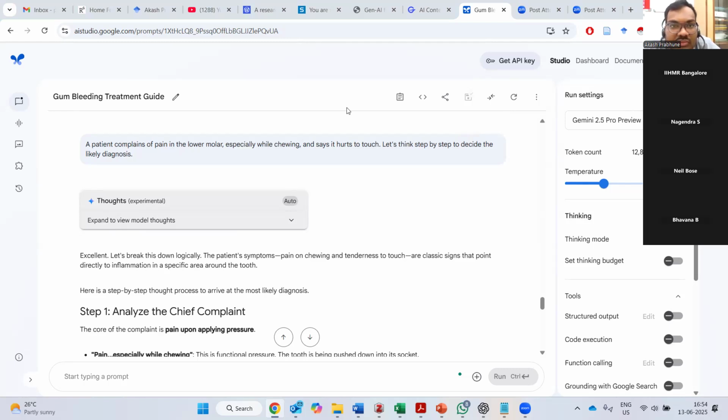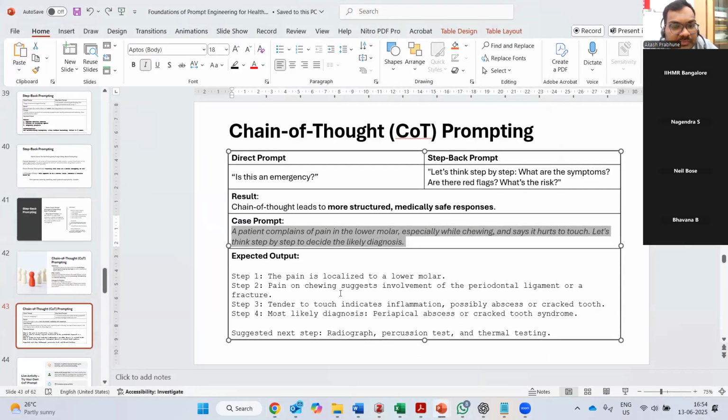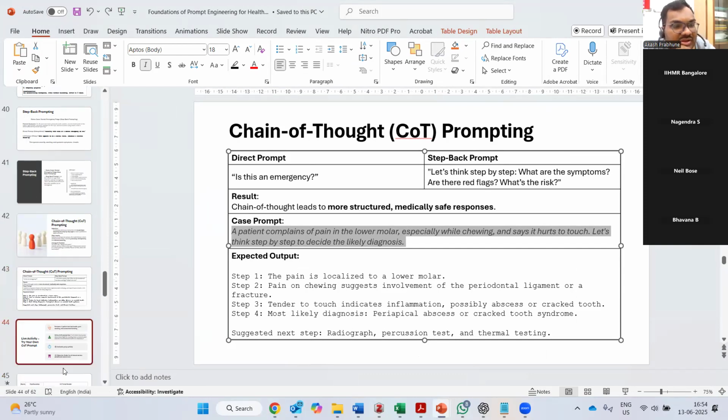Yeah. So, okay, I think this gave you an idea about how the chain of thought process works. Basically, you just need to give an additional line here: let's think step by step to decide. This is kind of your key phrase when you're looking at CoT, or chain of thought, prompt building. We're clear on this.